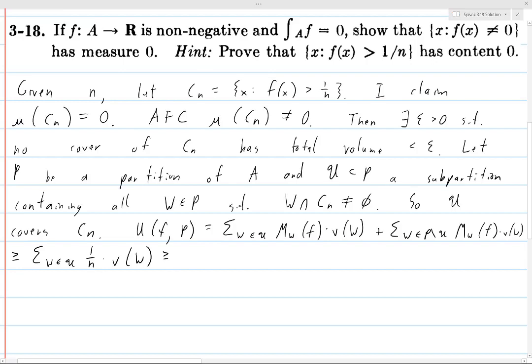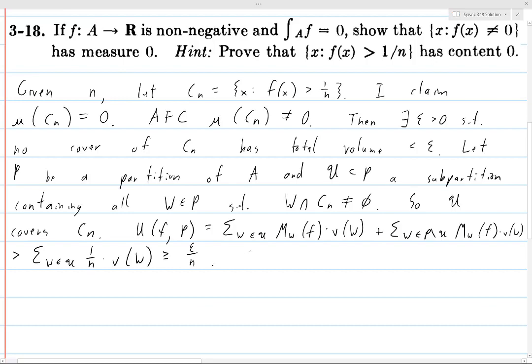So this is greater than or equal to, well, I guess technically this would be strictly greater than, because F has a point in W which evaluates to a number which is strictly greater than 1 over n. But that doesn't really matter. All that's really important is that we're getting a lower bound. It doesn't matter if it's greater than or equal to. But anyways, the sum of the volumes of the W's must be greater than or equal to epsilon. And we keep the n there, so this is all greater than or equal to epsilon over n.